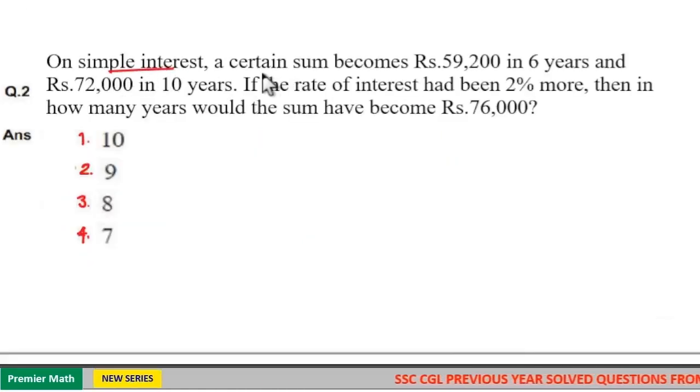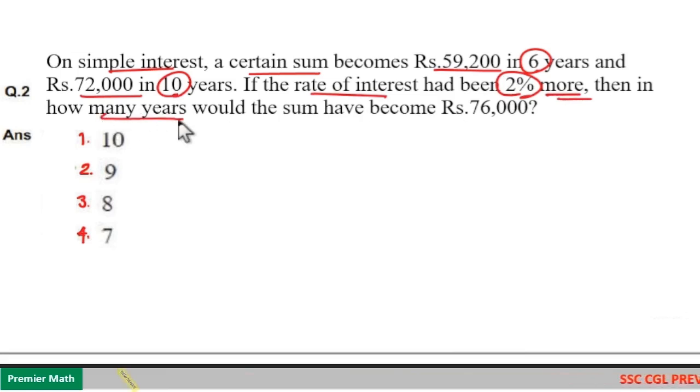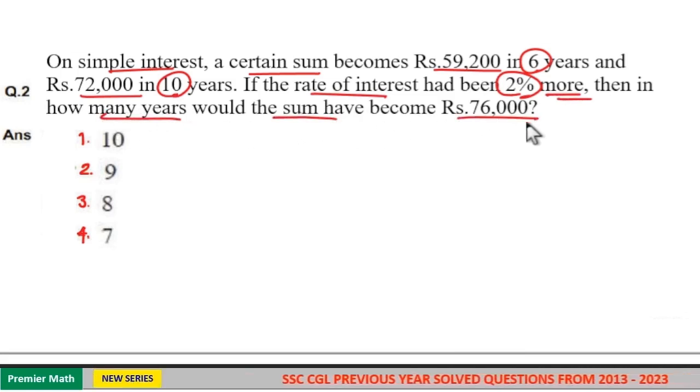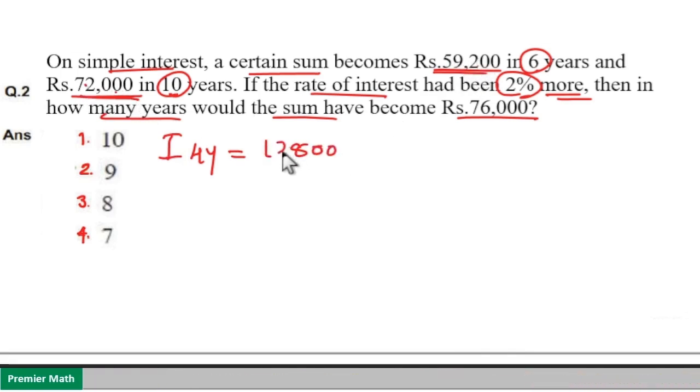On simple interest, a certain sum becomes 59,200 in 6 years and 72,000 in 10 years. If the rate of interest had been 2% more, then in how many years would the sum have become 76,000? Here, the difference between 10 years and 6 years is equal to 4 years. If you take the difference between the 10 years sum and the 6 years sum, you will get the interest received in 4 years, which is 72,000 minus 59,200, that is 12,800. So interest received in 4 years is 12,800.